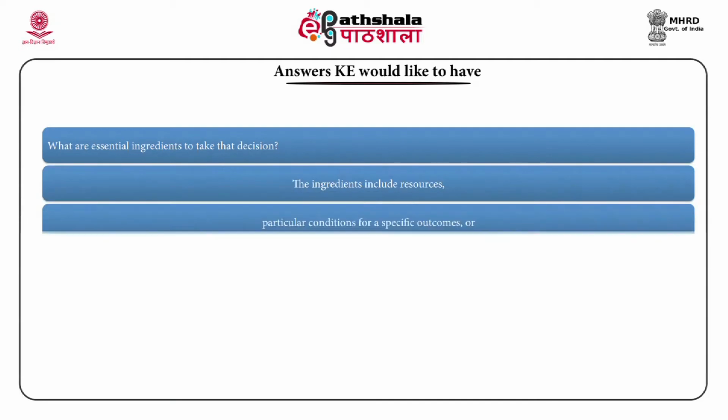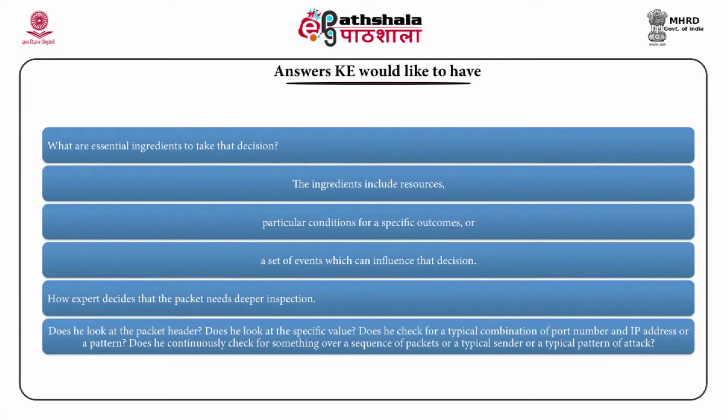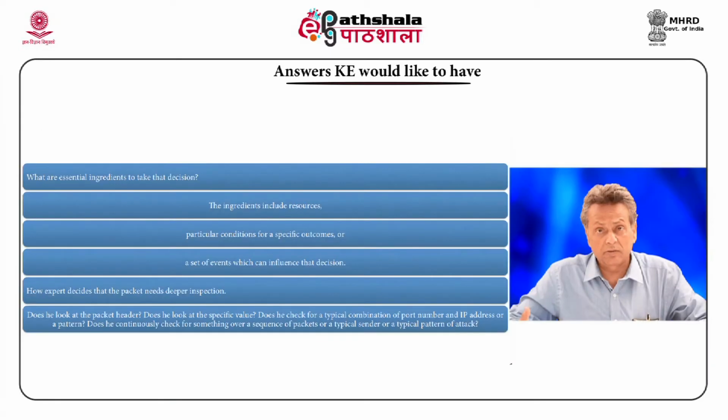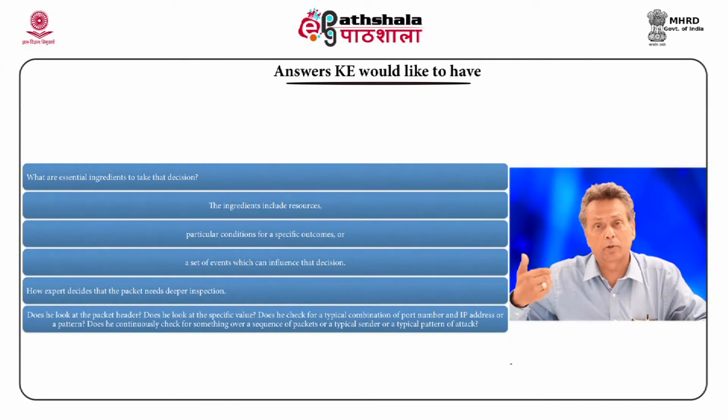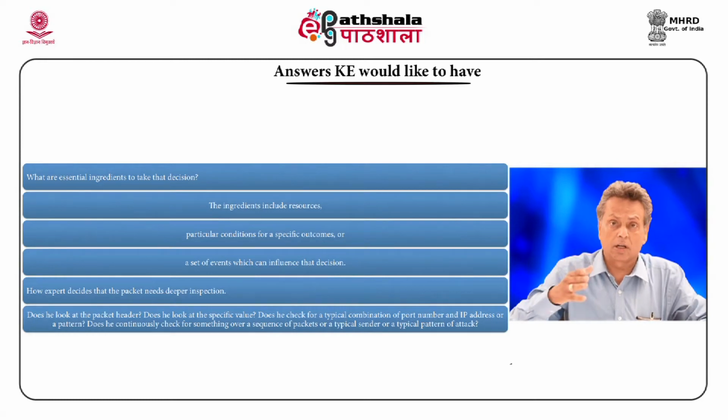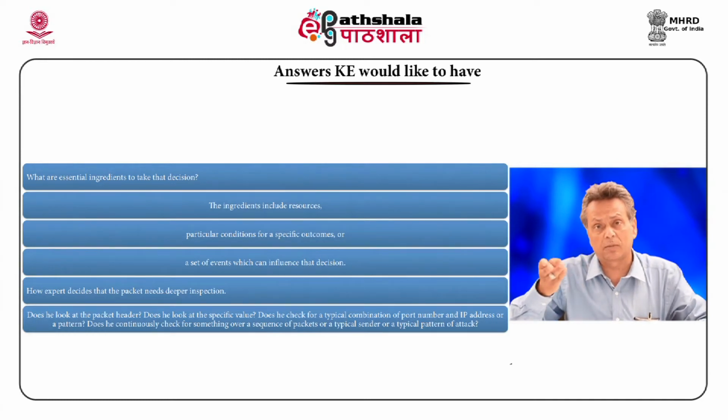What are the essential ingredients? If you want to have an X-ray, what are the ingredients? The resources, for example, an X-ray machine. For deep inspection, you need a powerful server with this kind of knowledge extraction process which can tell you exactly what this packet is doing. Then particular outcomes and particular situations, whether the system is in danger or not, whether there is a threat of some attack or not. So that is a condition.